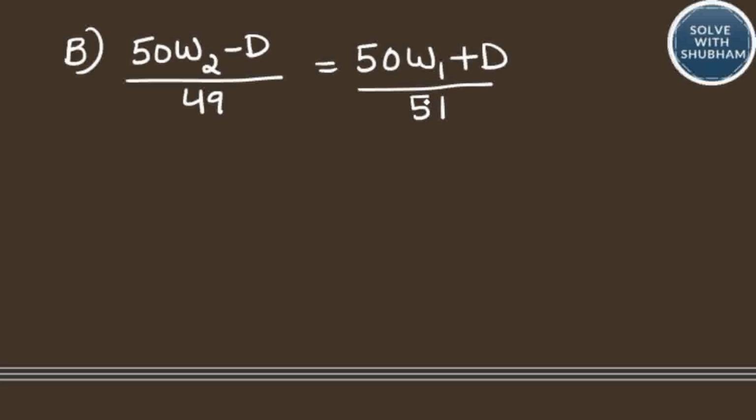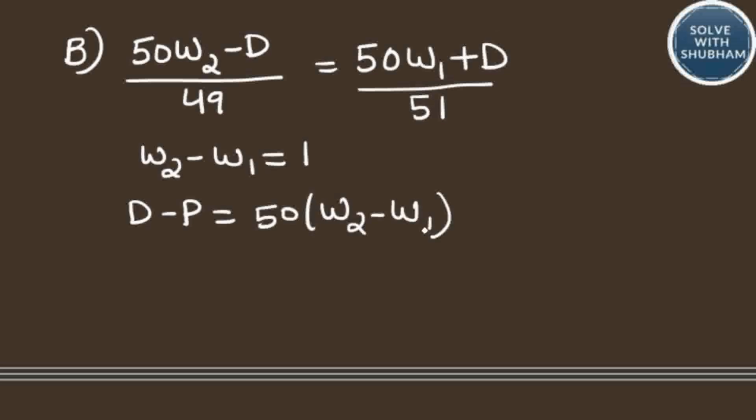Now let us look at statement B. Statement B and the two equations which we formed based on the question: you have W2, W1, D, P, 4 variables and 3 equations. So we cannot solve it and we cannot get the individual values. So it is C or D.